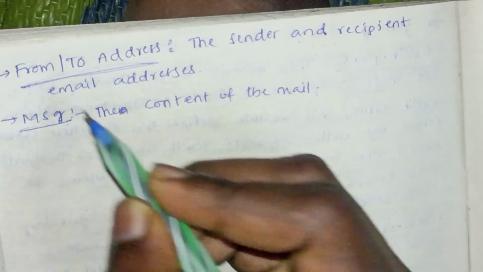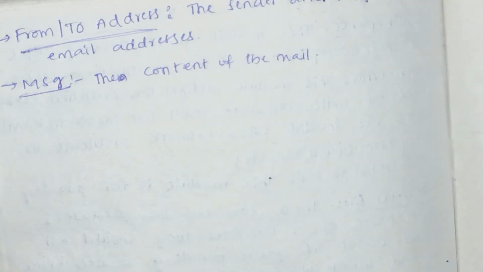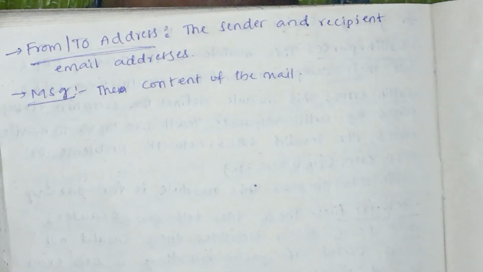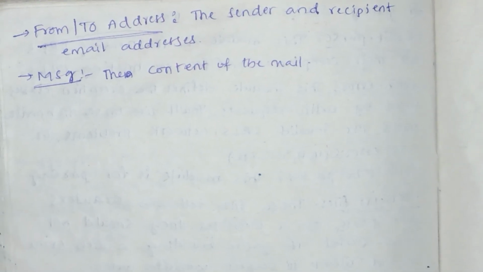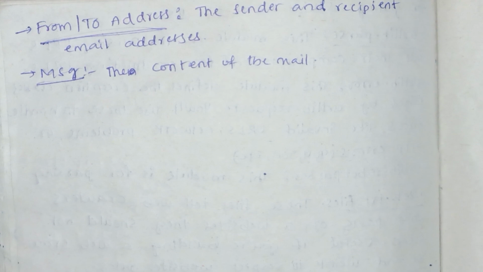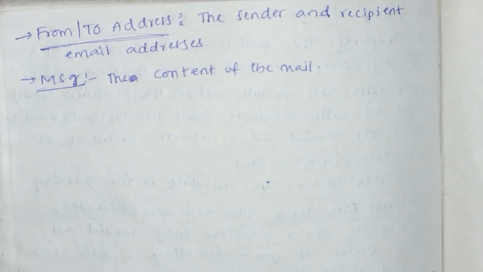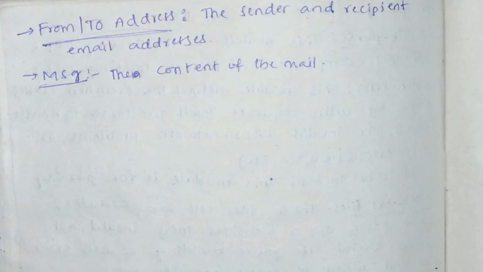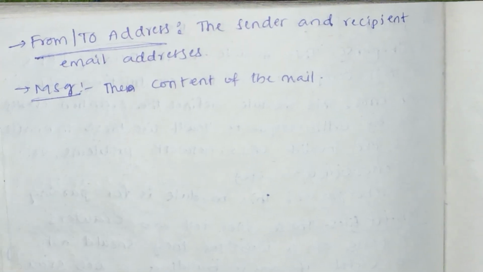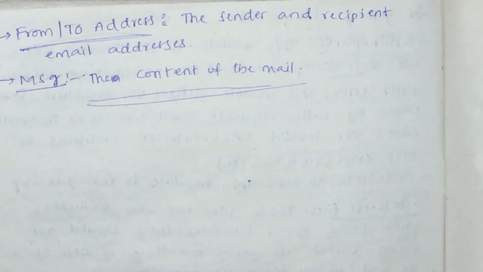From and to address: the sender and the recipient email address. In an email we have a from and a to address, so from whom we are sending and to whom we are sending. There is also the address of the receiver, and the subject. Next, message, the content of the mail, whatever message we want to pass from one user to another user. That is the message.